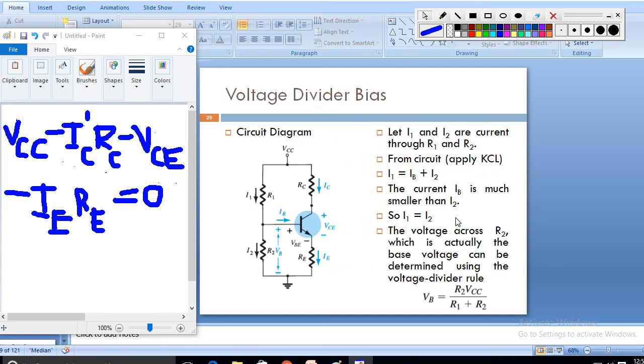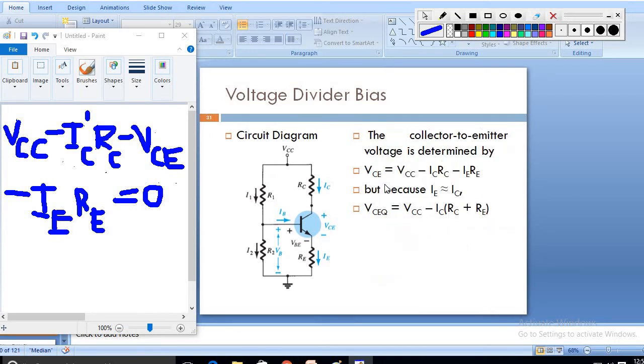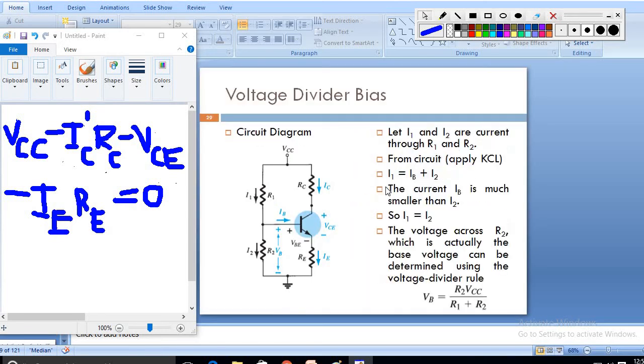Okay, next we have to move towards the voltage divider bias. We'll have to see that one, voltage divider bias. Okay, see here, voltage divider bias. Before going to that, I will rub this.